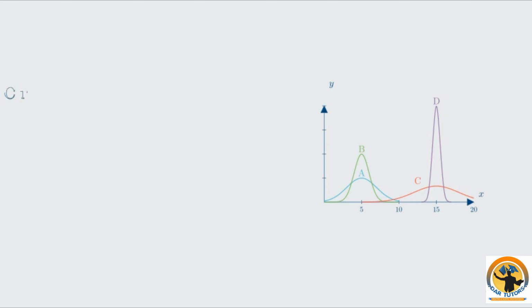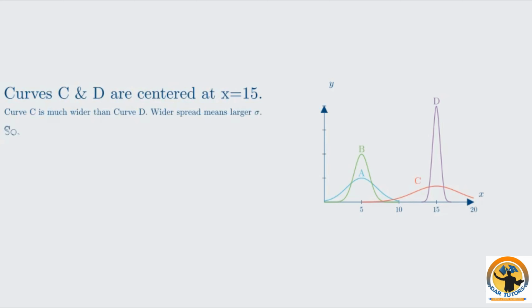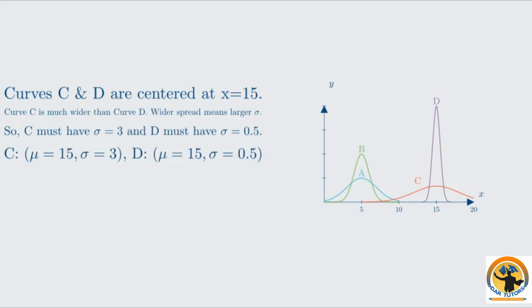Now let's compare curves C and D, which have a mean of 15. Curve C is very wide and flat, while curve D is very narrow and tall. This tells us C has a large standard deviation, and D has a small one. Our options are S equals 0.5 and S equals 3. Clearly, D is M equals 15 and S equals 0.5, and C is M equals 15 and S equals 3.